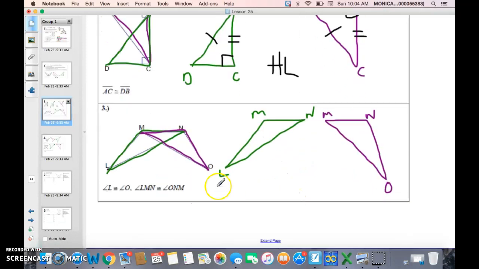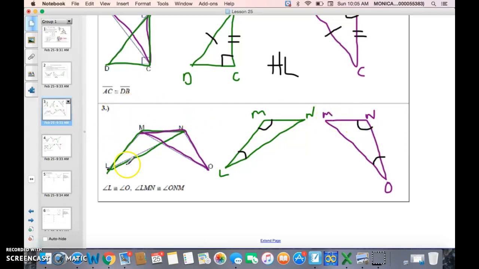Okay, let's move forward. I see these two triangles once again. My given information is that angle L is congruent to angle O. So I'm going to go ahead and mark those up. And then I see that LMN here is congruent to ONM. Okay, so I got that.